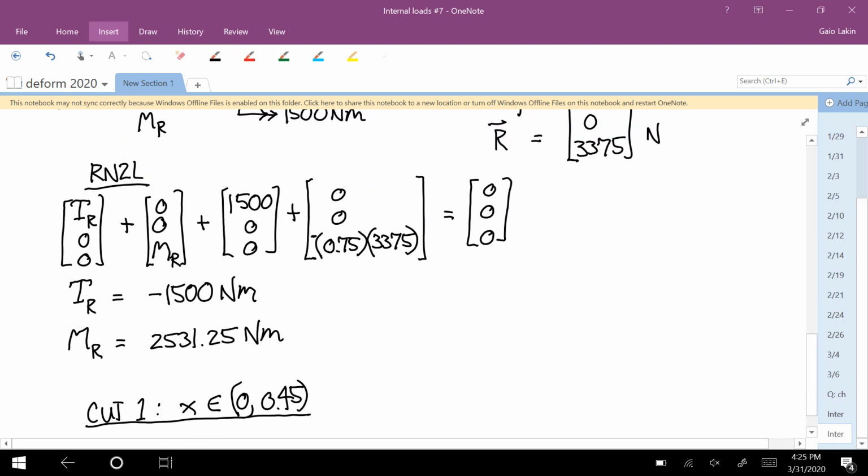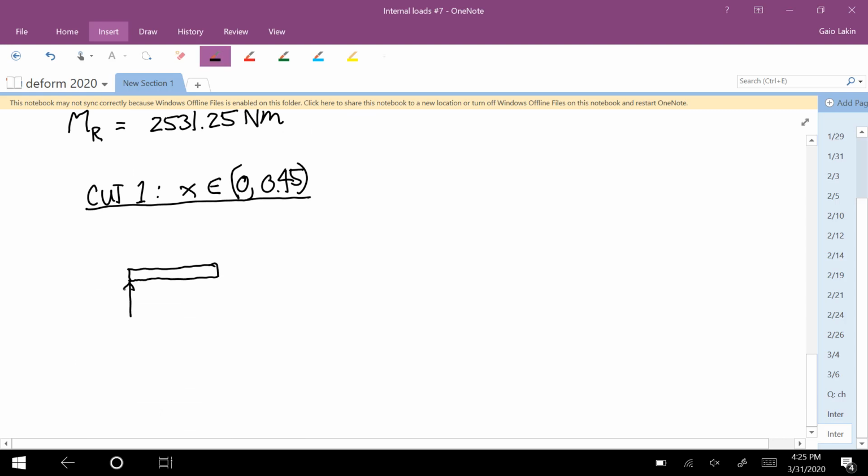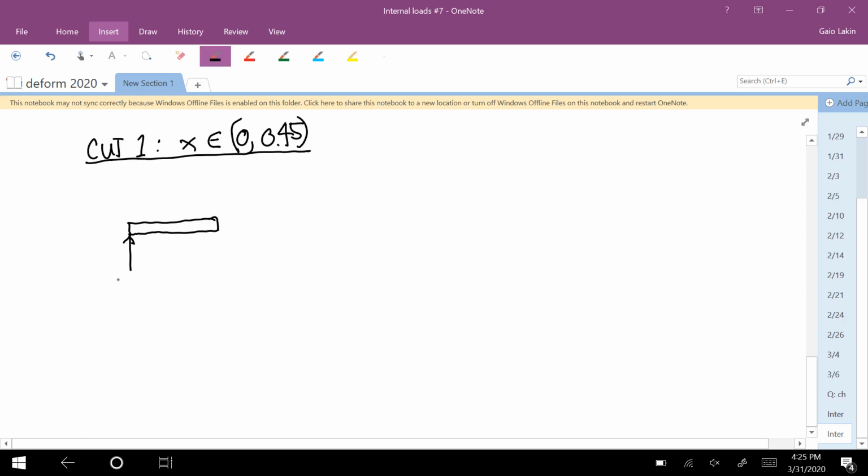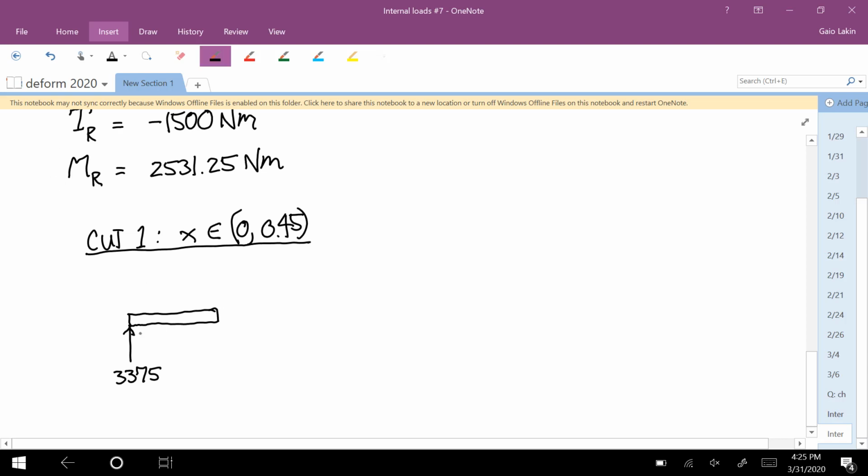We do have all those reactions. So our reactions at the left end are the upward force of 3375 and the moment about the z-axis of positive 2531.25. And then we have the torque. You could draw this as a double arrow going the other way and call it positive 1500, or you can do what I'm going to do here, draw the arrow this way and write it as if this unit vector is multiplied by a value of negative 1500. Okay, so that's a couple.